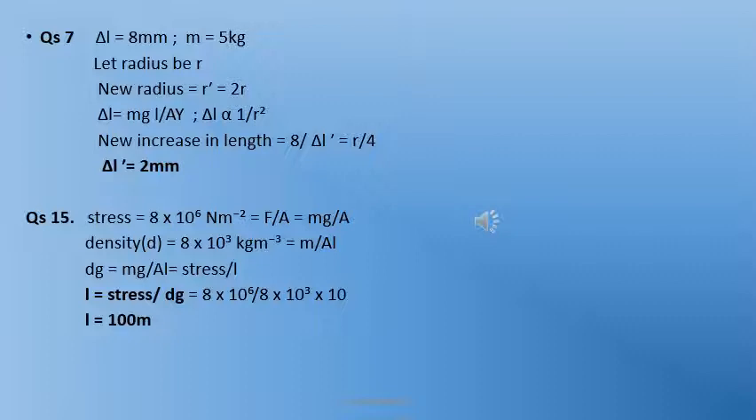So if you see, the stress is equal to the force upon area, which is the weight mg divided by area, and density is mass upon volume. We've used volume as area of cross section multiplied by length. Now multiplying the density with the value of g, we get it as stress upon the length, and therefore the length is stress divided by density into g. So substituting the values, we get the length of the wire as 100 meters.